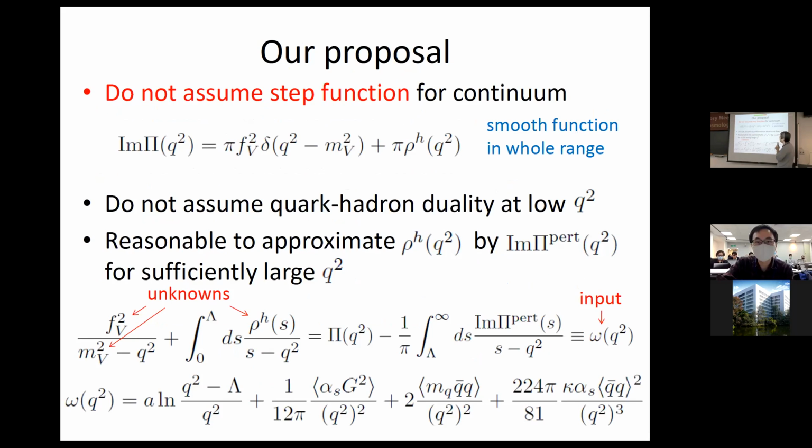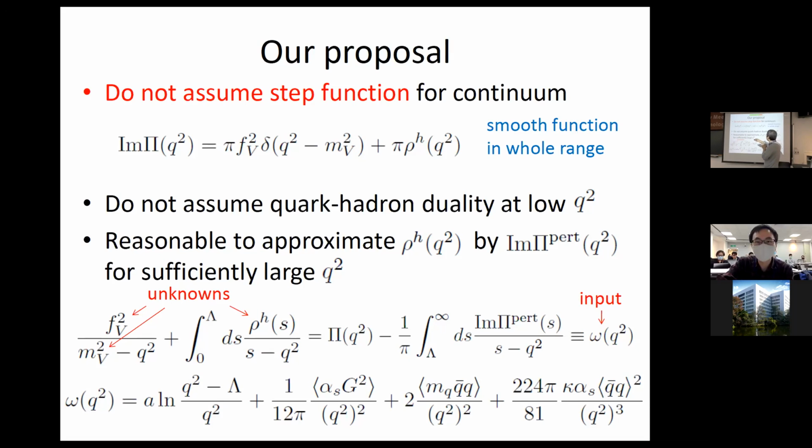So then our proposal is the following. This approach has been applied for 4 decades, and I think we should start to think about how to improve this approach. First, we do not assume a state function because it's not natural. So just for example, if I isolate the ground state contribution into this pole, then the rest just comes as a continuous function, a smooth function in the whole range. And we do not assume the quark-hadron duality at low energy because we don't believe that the quark-hadron duality will hold around 1 GeV. We don't believe that.